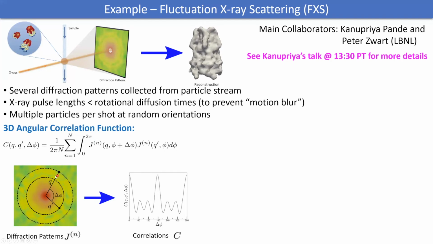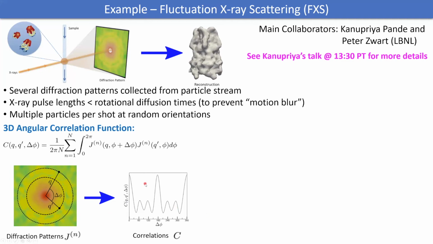The way you do that is for each diffraction pattern you collect, you look at the signal between all pairs of rings at two radii, say Q and Q prime, and then you compute a cross correlation between the signal of those two rings. You do that for each image, and then you average over all images, and that gives you a 1D correlation curve that looks like this for each of these ring pairs. This ends up giving you a three-dimensional function, one of these 1D curves for each pair of radii, Q and Q prime.